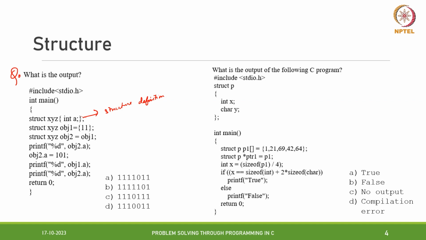Now we are defining a structure variable called obj1, and we are initializing the component, whatever component it is, to 11. Similarly we are defining a structure variable obj2 and doing an assignment operation with obj1, and we are trying to print obj2.a, and we are setting obj2.a to something else, and we are doing a couple more print statements. So what do you think should be the answer here?